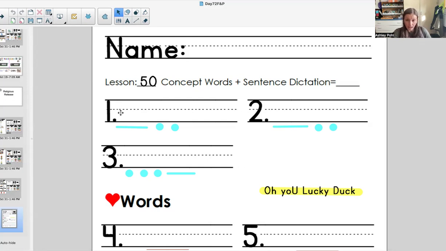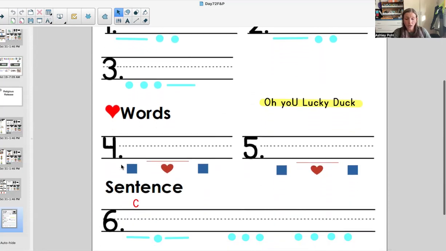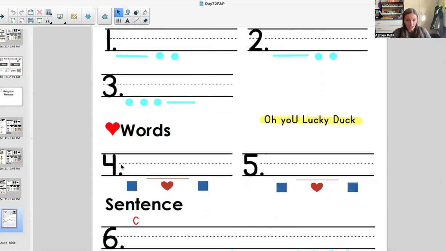So number one is when, number two is whiz, number three is graph, and then we're going to go down to our heart words. And I have a clue here today for you. Actually going to delete that and I'm going to get this out. I think this will help you a little bit better. So our first word is going to be the word could. I'm going to give you a clue. It is a C. Could.